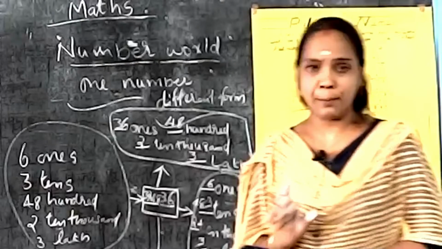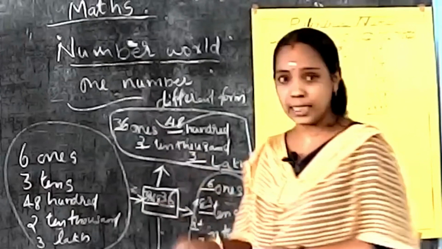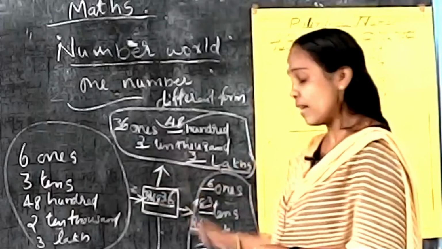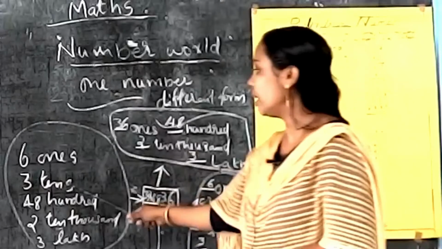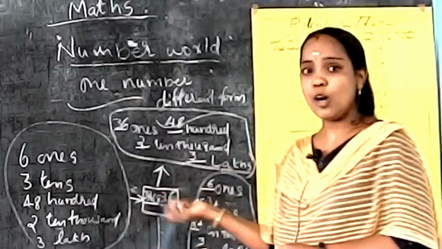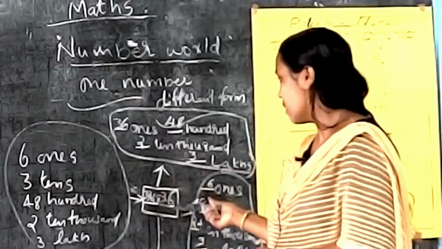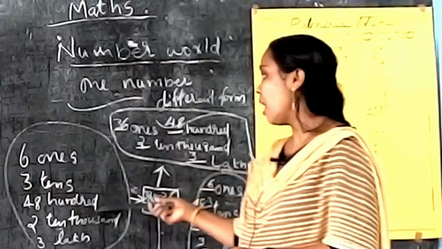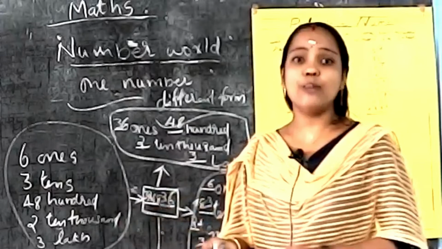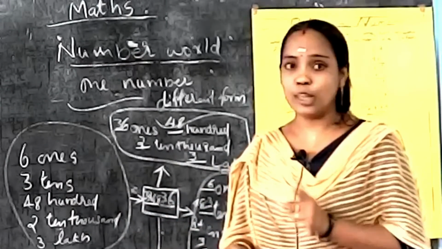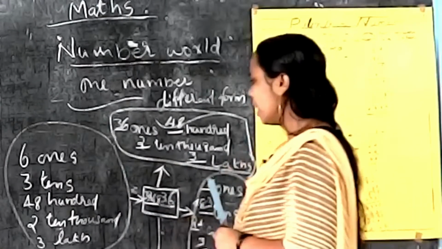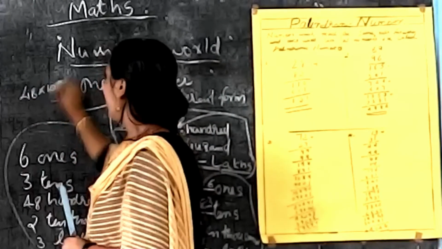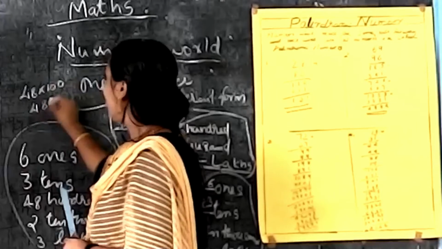Okay. How can we find it? First, arranging the numbers. First one, 6 ones. Once place, 6 write. Next one, 3 tens. Where is the place of tens? One's place, after that tens. How many tens? 3. Next one, 100 place: 48 is given. What is 4800? 48 into 100. What is the answer? 4800.